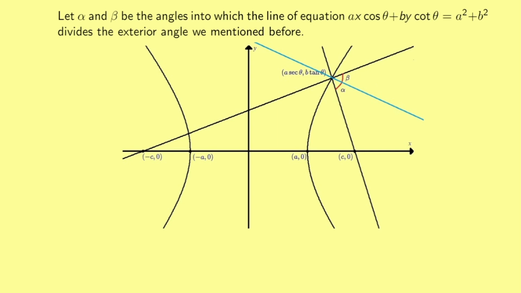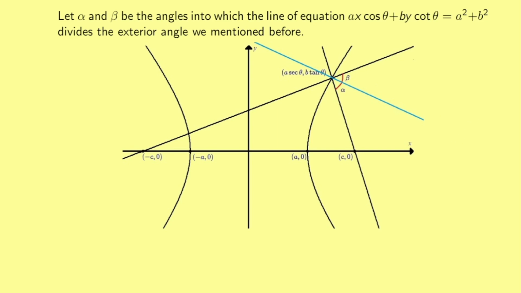And if we look at these angles, their sum is the external angle of a triangle, since we know that the sum of the angles of a triangle is 180. So this angle, alpha plus beta, must be less than 180, because this angle is the sum of this angle and this angle. Okay, perfect.